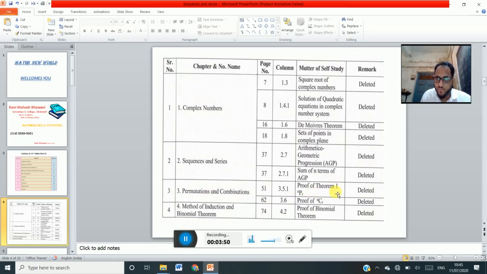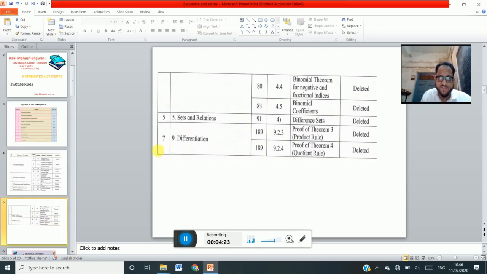In this chapter, proof of theorem 1, that is of the permutation, is deleted, and the proof of nCr, that is for combination, is also deleted. C stands for combination here, P stands for permutation. Okay. Then method of induction and binomial theorem. This is a very small chapter, and from it the proof of the binomial theorem is deleted, right?